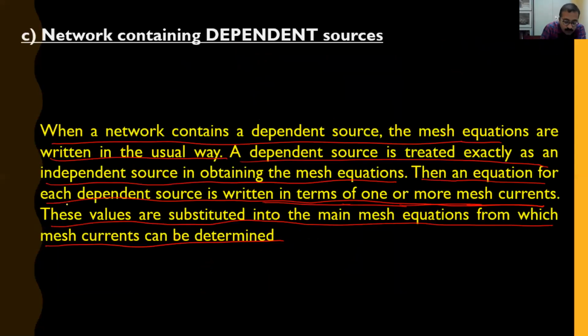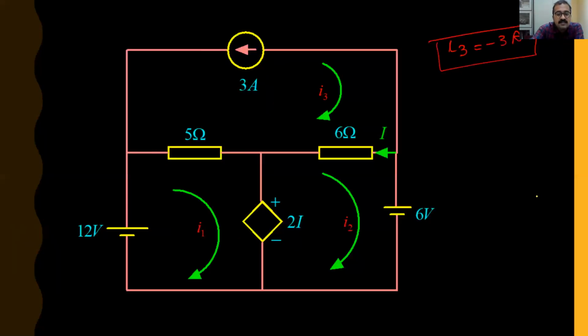Then an equation for each dependent source is written in terms of one or more mesh currents. Okay, so that means you see here we have 2I, right? And this voltage magnitude is dependent on this current I. Now, what will be this I in terms of loop currents I3 and I2? How can you find that?